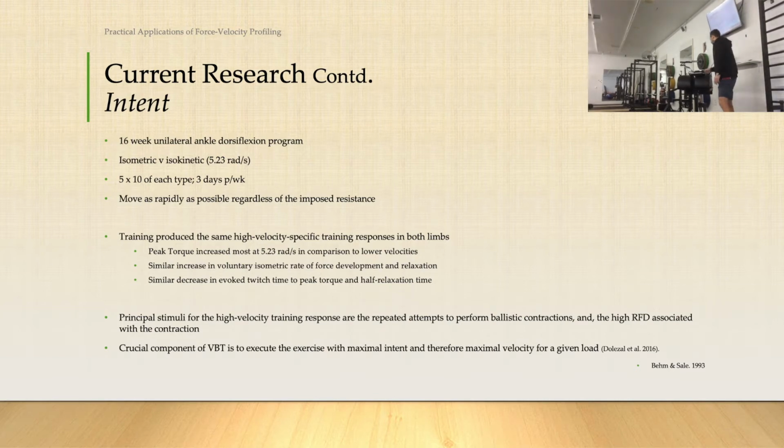So if you just look at this study real quick, it talked about using two types of contractions. We looked at an isometric and an isokinetic contraction of the calf. The participants were told to contract as rapidly as possible. They knew it was going to be either isokinetic or isometric. And then by the end of the study, it actually elicited similar responses in their outcomes. So whether it was an isokinetic or an isometric contraction, it didn't matter, they still elicited the same performance outcomes.